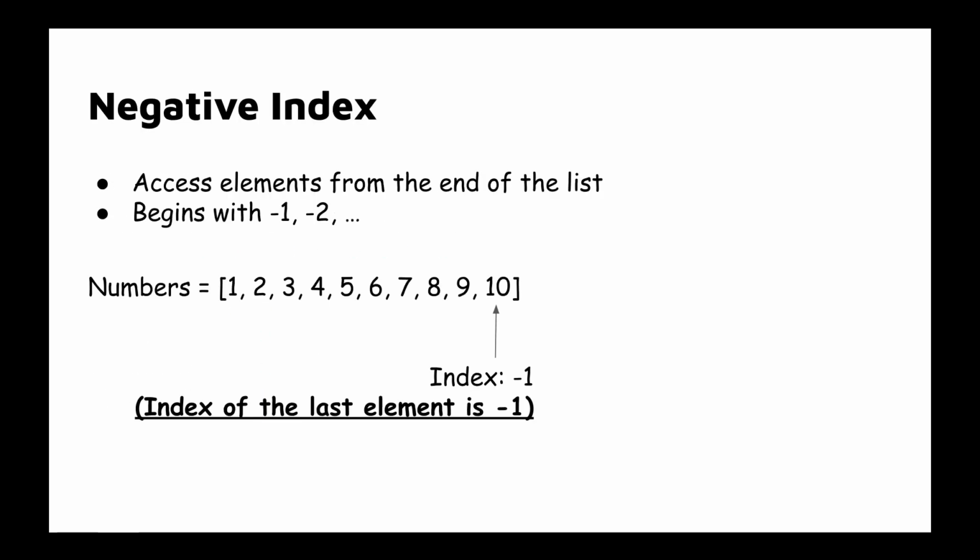Now, let's learn a concept called negative index. This is another way to access the element in the list. But this time, we start from the end of the list. And unlike the original method, which started from 0, we start with -1 for negative index method. For example, the last element of the list numbers, 10, has index of -1. With the similar logic, 9 has index of -2, 8 has index of -3, and so on.